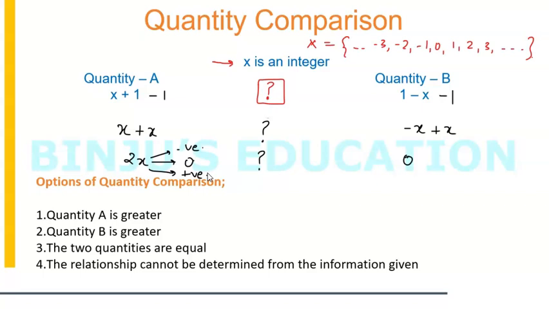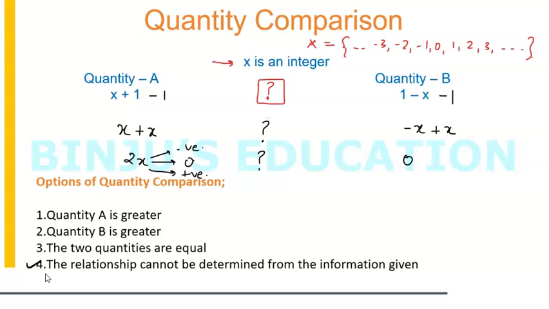No, we can't conclusively say that, because x being an integer can be anything. It can be positive, negative, zero, right? So we don't have any conclusive relationship between the two things. Hence our answer is option number D. That is, the relationship between the two quantities cannot be determined. And that will be our answer.